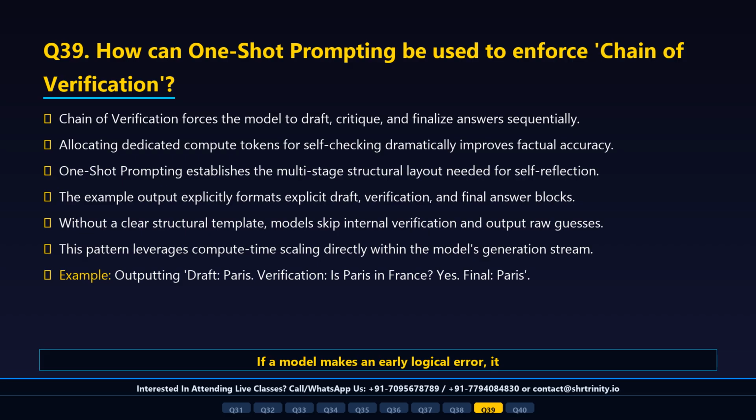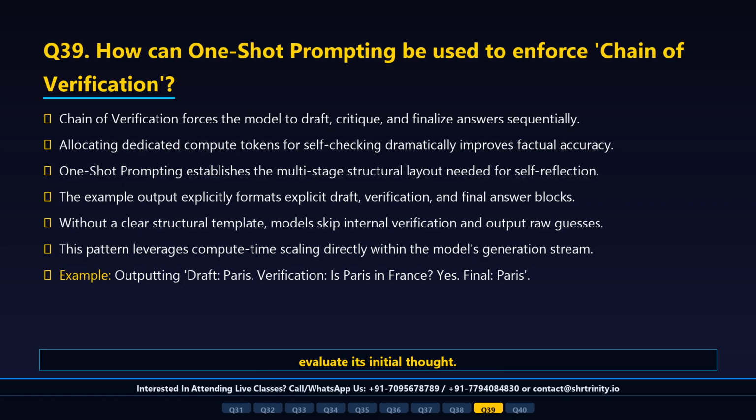By using one-shot prompting, we can enforce a multi-stage self-reflection template. As outlined in our bullet points, generating intermediate verification tokens gives the model the necessary compute space to evaluate its initial thought. By showing an example that explicitly writes out a draft, checks that draft against facts, and then produces a final answer, we train the model to execute self-correction in real time.